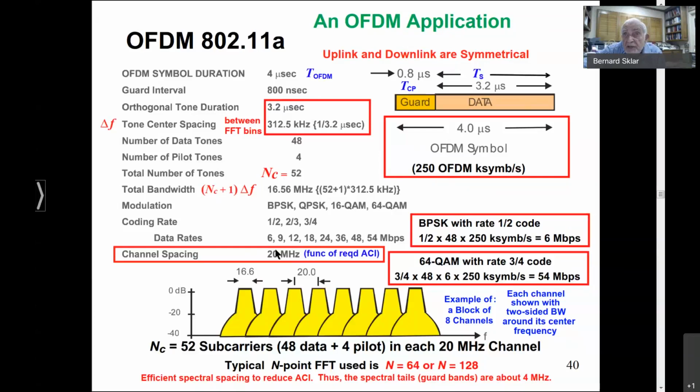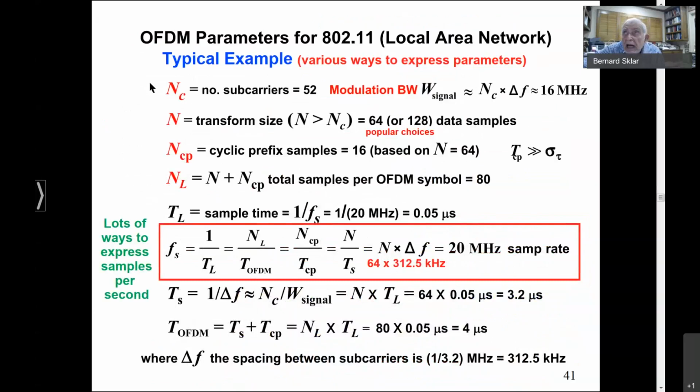So the channel spacing in this case does have guard bands, and those guard bands are going to be a function of somebody who's knowledgeable about the adjacent channel interference, and in this case, 4 megahertz, 2 on either side, have been chosen, and so you got 20 megahertz from center to center of the channel. This is what a block of 8 channels would look like. And again, I'm just naming some of these OFDM parameters for 802.11.